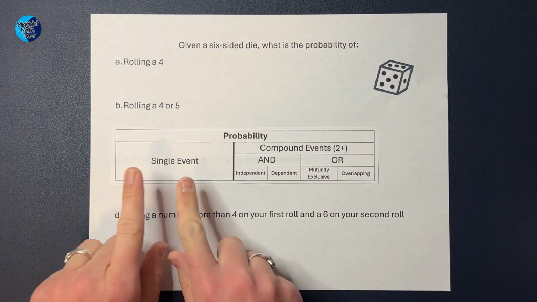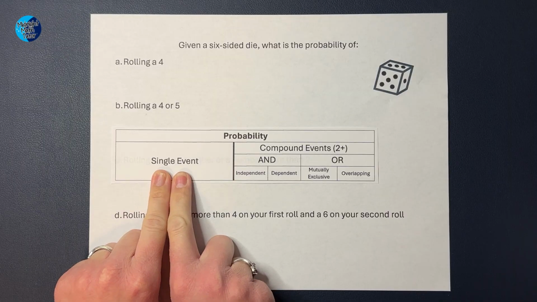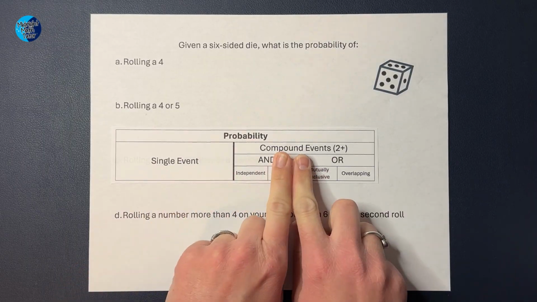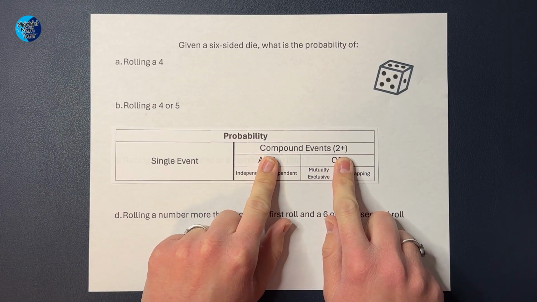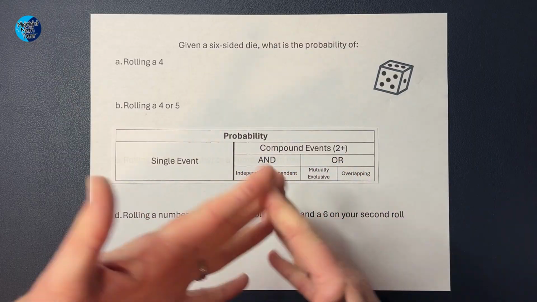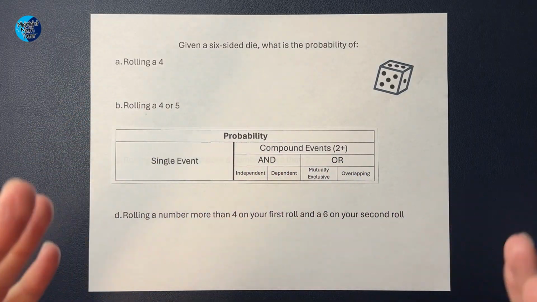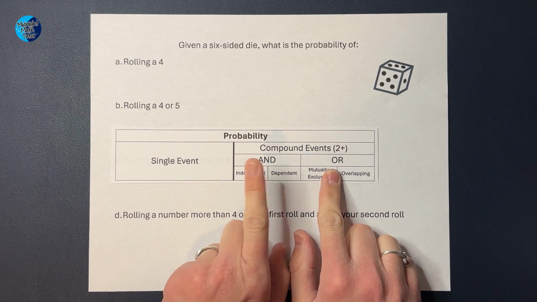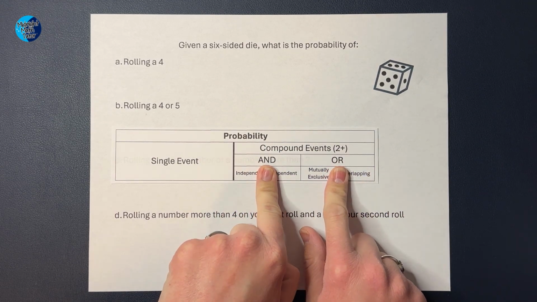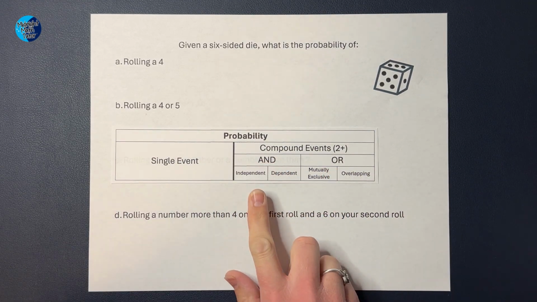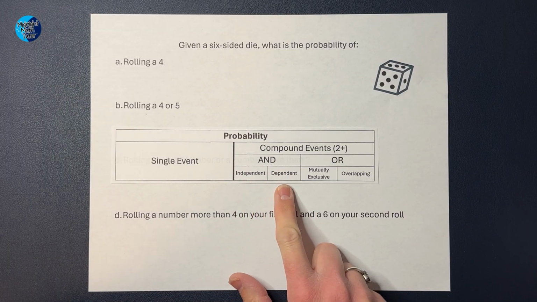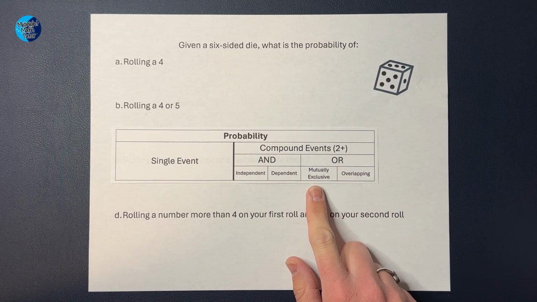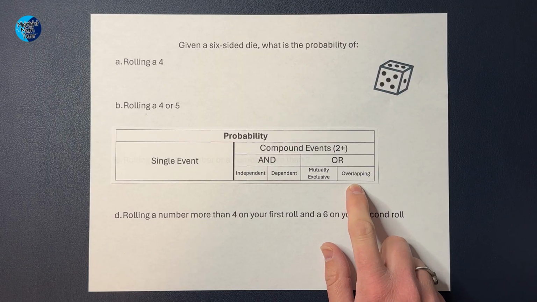When we have probability, there are single event probabilities. Those are the easiest ones. And then there are compound event probabilities. This is when we're considering more than one event happening. These are split up into and or probabilities. And then from there, and probabilities are independent or dependent, or probabilities are mutually exclusive or overlapping.